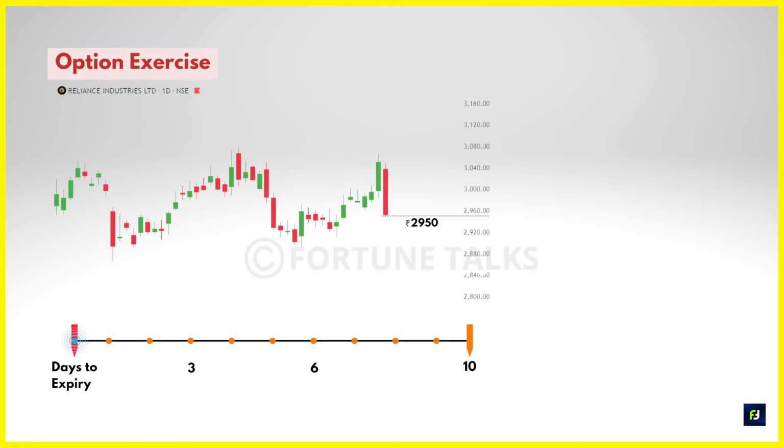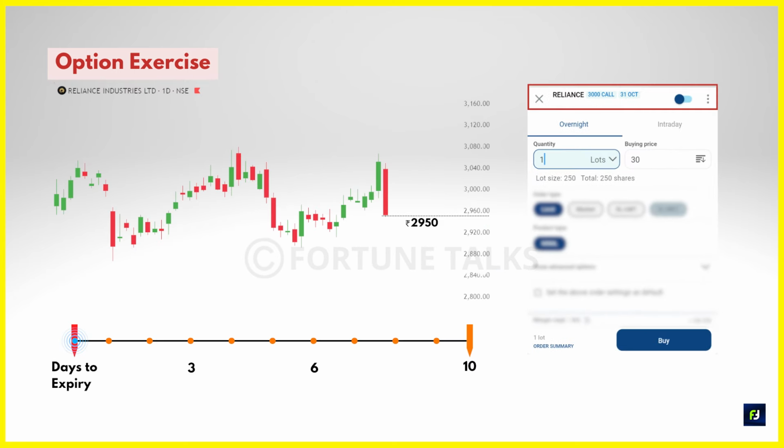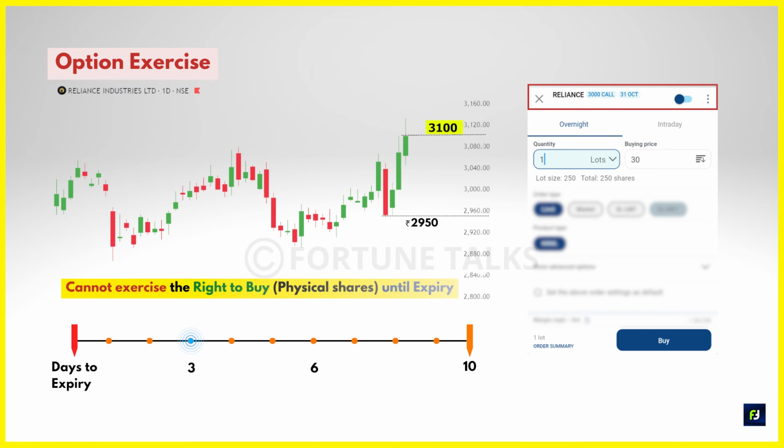Assume there are 10 days to expiry. You buy one lot of Reliance 3000 call option when the Reliance stock is trading at 2950 rupees in the spot market. Further assume that after you buy the 3000 call option, the stock price increases to 3100 rupees after 3 days. Under such a scenario, the option buyer cannot ask for a physical settlement, or he cannot exercise his right to buy the shares at the strike price against the call option he holds. Settlement will only happen on the day of the expiry based on the price the asset is trading at in the spot market on the expiry day.